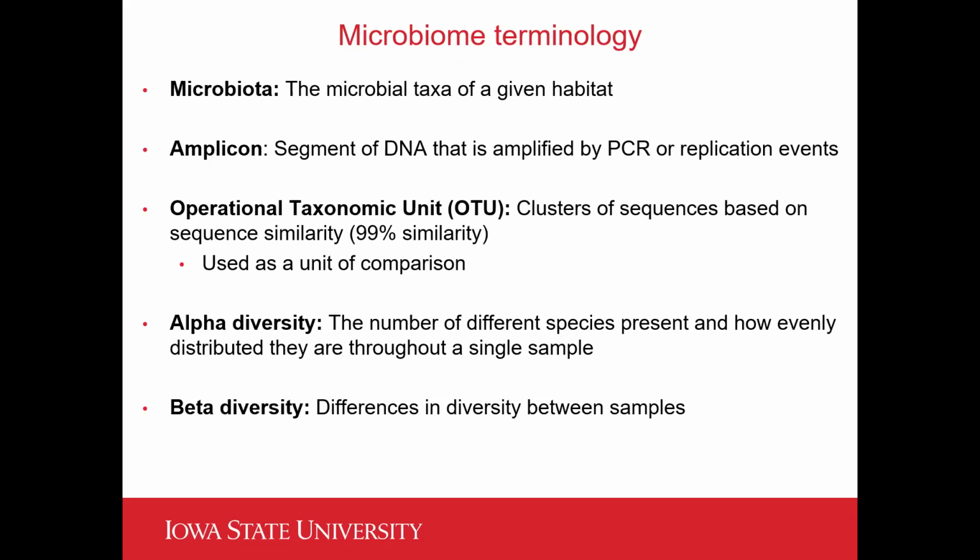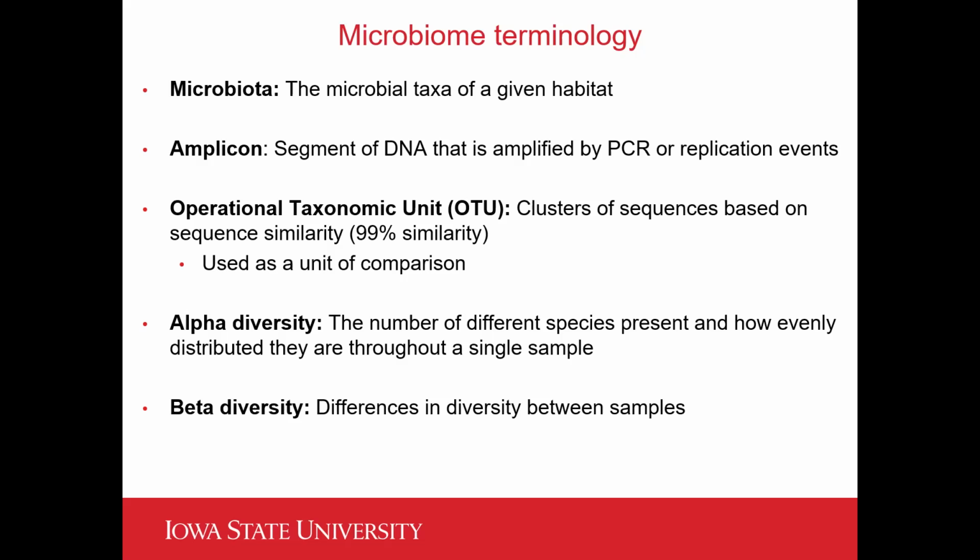Let me take a moment to introduce and clarify some microbial ecology terminology. The microbiota are all of the microbial taxa in an environment, in this case, the ovine vaginal microbiota. An amplicon is a segment of DNA that is amplified, in this case, the bacteria-specific 16S rRNA gene. An operational taxonomic unit, or OTU, is a cluster of sequences based on sequence similarity. We will be using an OTU as the basic unit of comparison between the different treatment groups in this study.